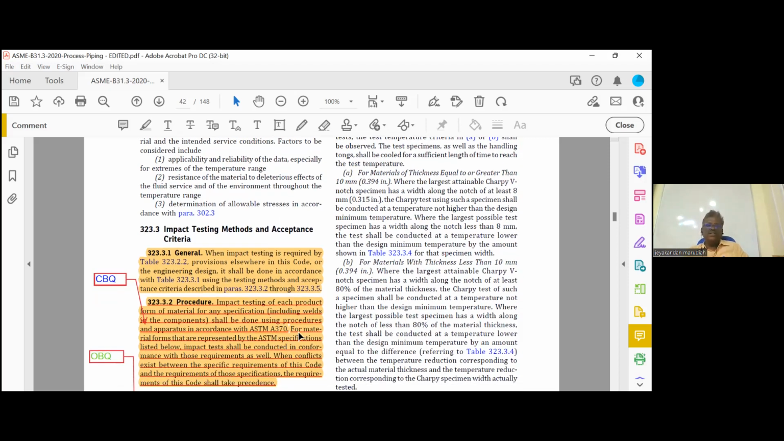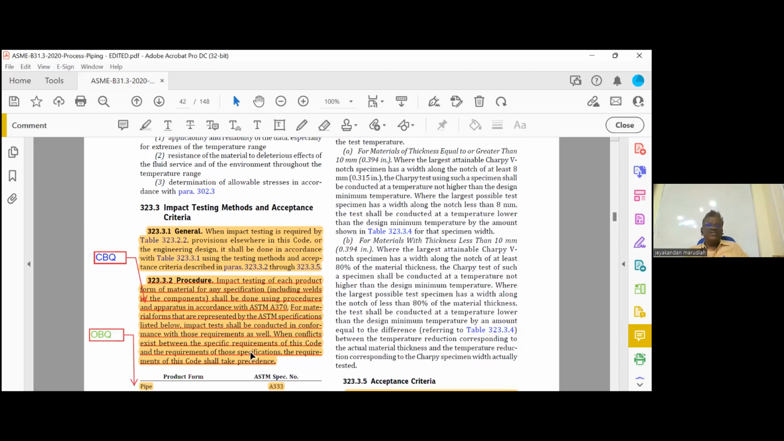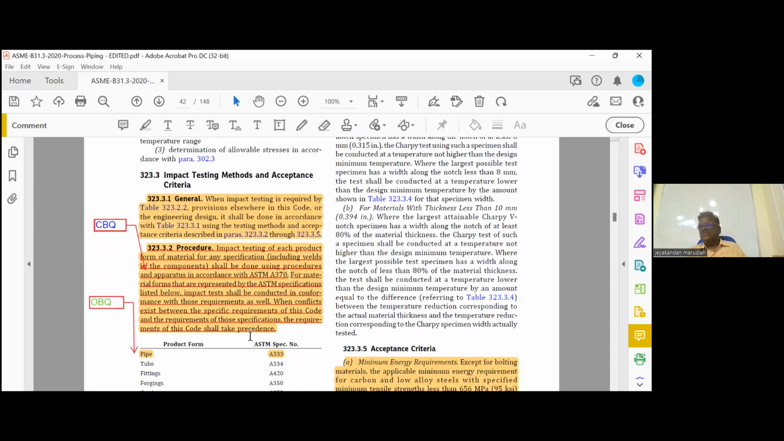323.3.2. Now, recently there is another. For material forms that are represented by the ASTM specifications listed below, impact tests shall be conducted in conformance with those requirements as well. When a conflict exists between the specific requirements of this code and the requirements of the specification, the requirements of this code shall take precedence. What is the meaning of this? Suppose you have an A333 Grade 6 pipe. We have to do the impact test as per A370, and as per A333 also you have to follow. But if both have the same values, no problem. But if there is a conflict, we have to follow A370 only, not A333.